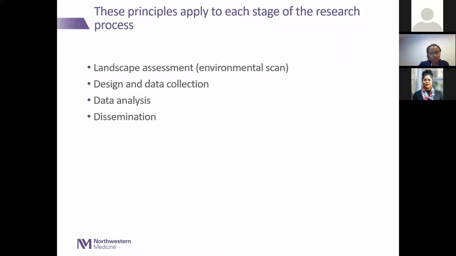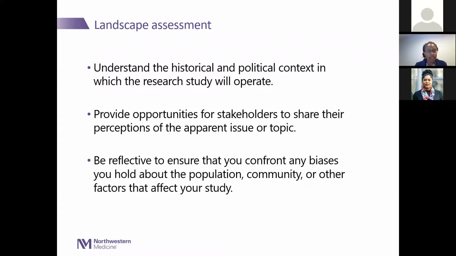So these principles can be applied to each stage of the research process. So in the very beginning stages of landscape assessment, or kind of gathering information about a community and their relationships, the design and data collection phase, data analysis, and dissemination. So now I'm just going to briefly talk about ways we can apply these principles in each stage of research. So landscape assessment, understand the historical and political context in which the research study will operate. I think this is something that can be done when you're doing a primary data collection study, but also in the secondary data analysis studies that we do.